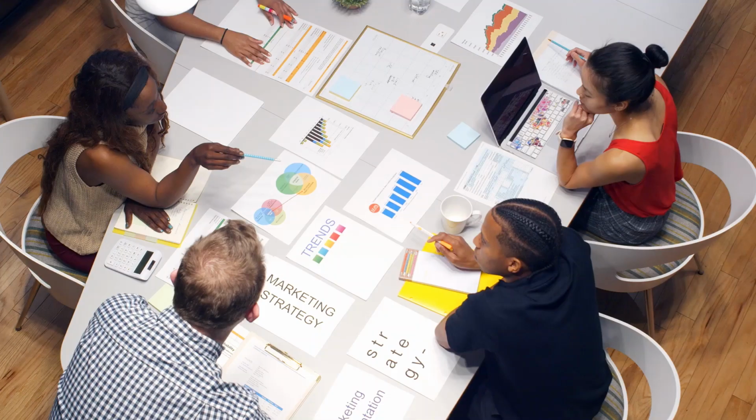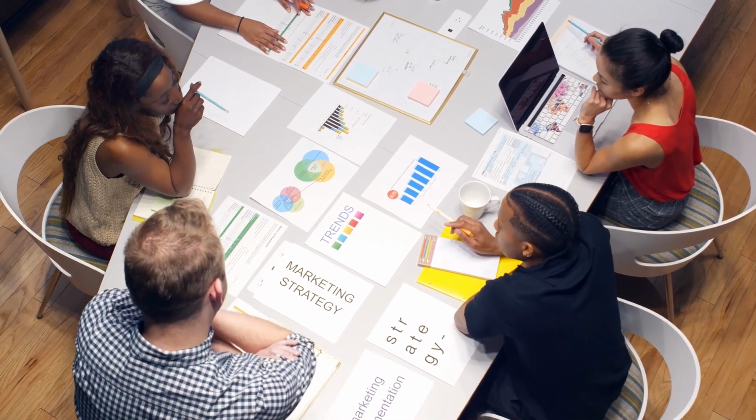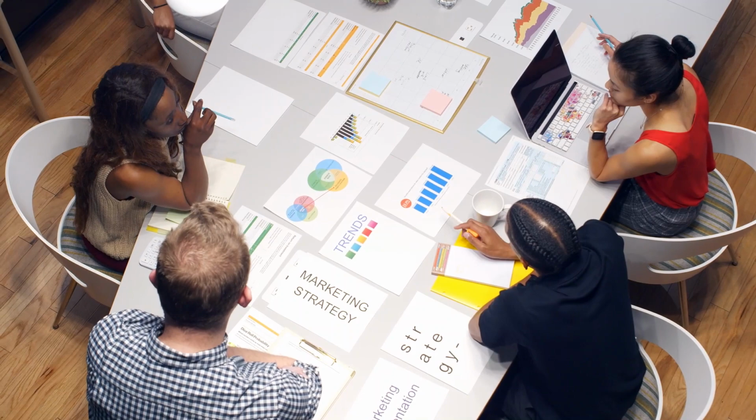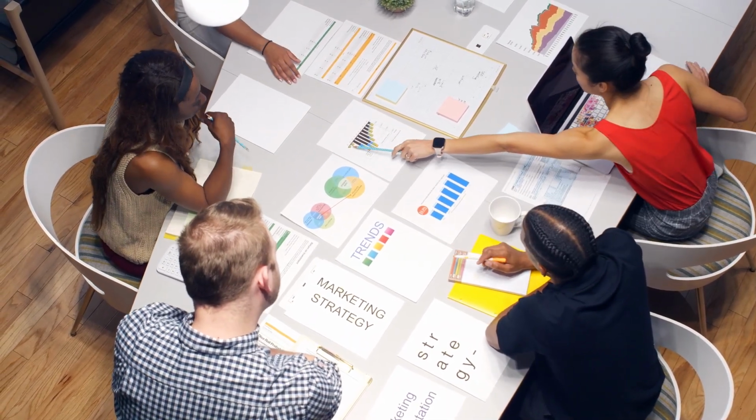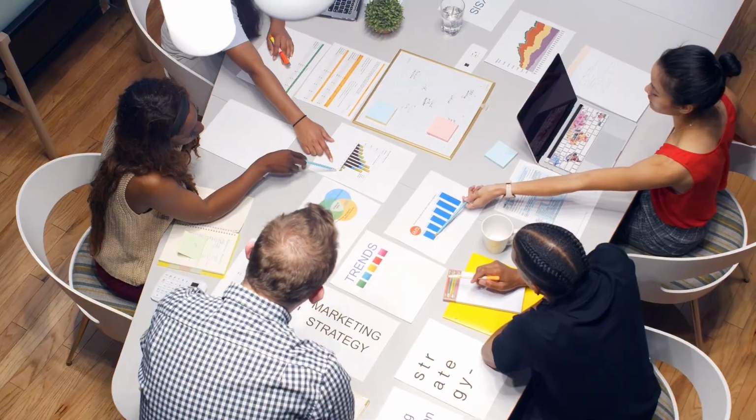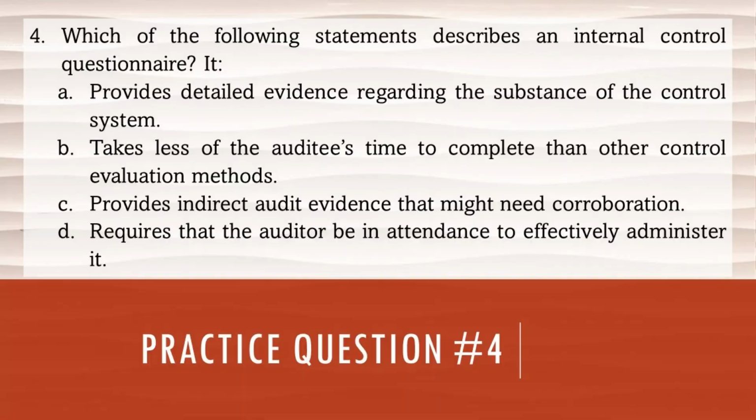Internal control questionnaires sound great, but remember, we still need to obtain additional evidence to verify or corroborate the auditee's statements. Trust but verify. Number 4, which of the following statements describes an internal control questionnaire? It A, provides detailed evidence regarding the substance of the control system. B, takes less of the auditee's time to complete than other control evaluation methods. C, provides indirect audit evidence that might need corroboration. D, requires that the auditor be in attendance to effectively administer it.